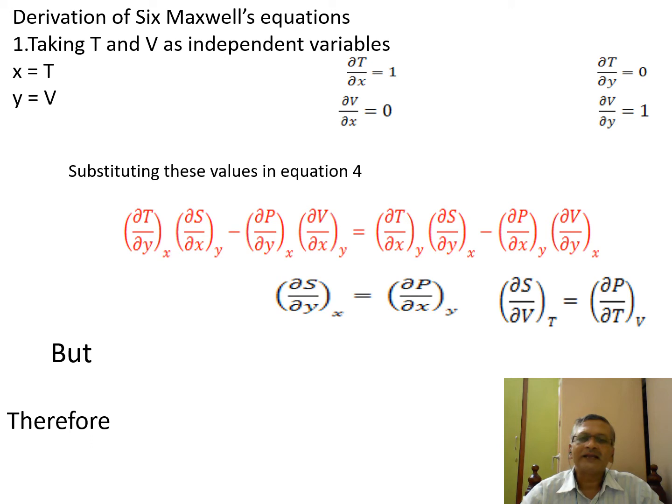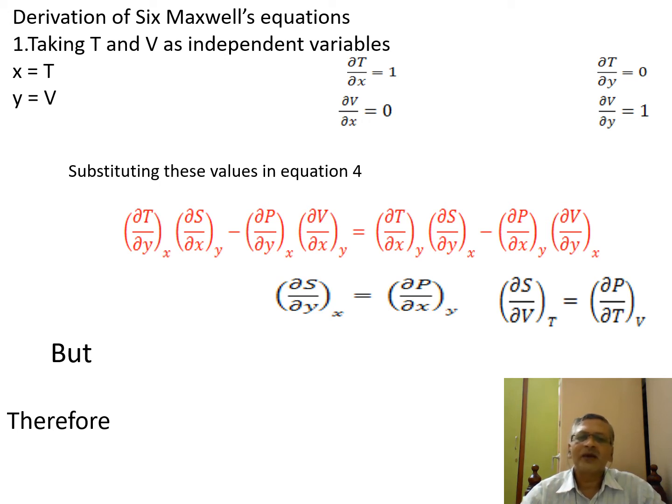I can write like this. ∂s/∂y, keeping x constant, is minus ∂p/∂x, no term, ∂p/∂x, but ∂v/∂y is 1. So 1 into ∂p/∂x is 1. Therefore, it is minus sign. Therefore, we are equating here.